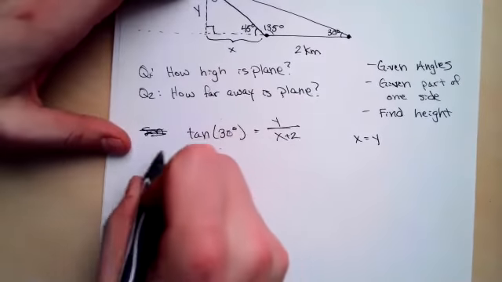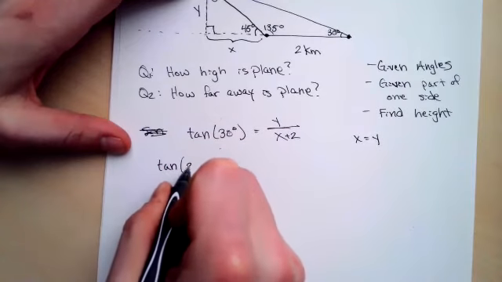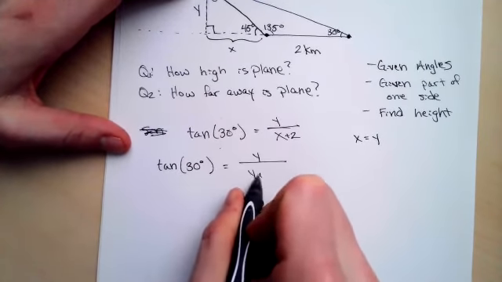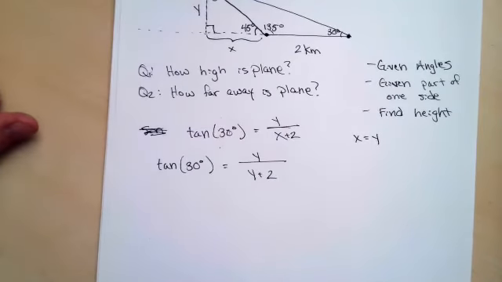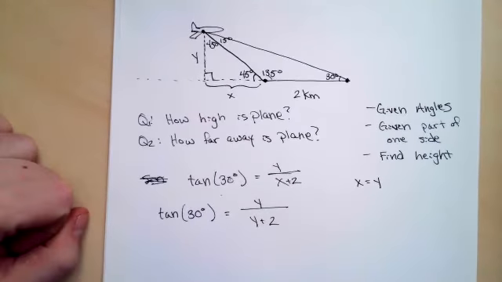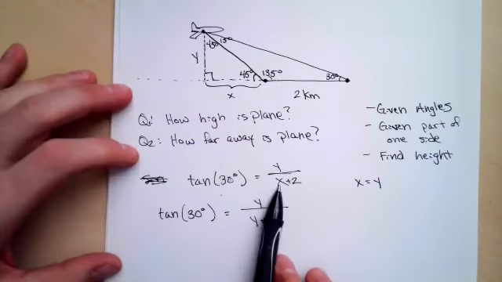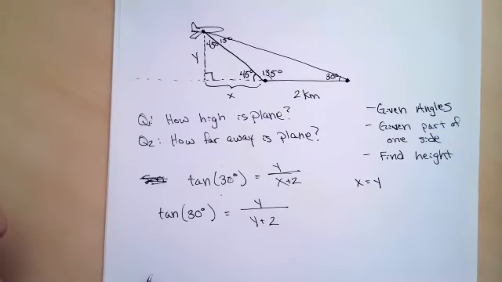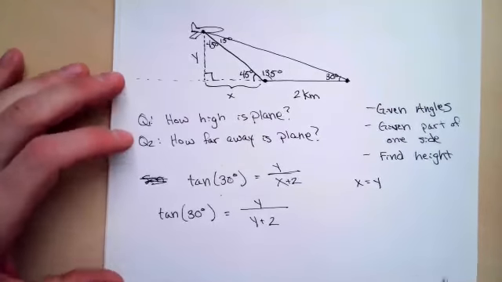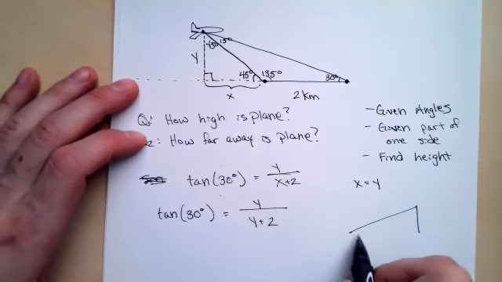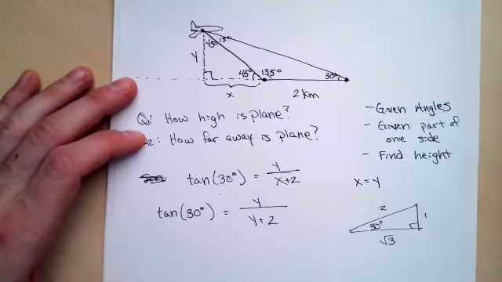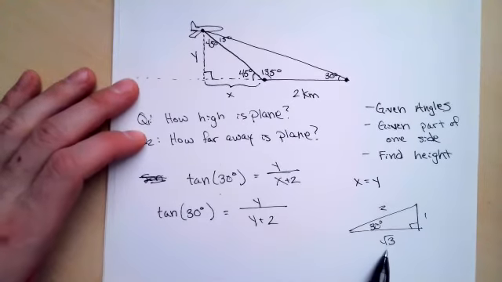If x equals y, we now have the equation tangent of 30 degrees equals y over y plus 2. So we got rid of those x's. Now I just have one equation with y's in it, and we can solve for y. So let's fill in our known values. What's tangent of 30 degrees? That's our reference triangle. Tangent of 30 degrees is 1 divided by square root of 3.